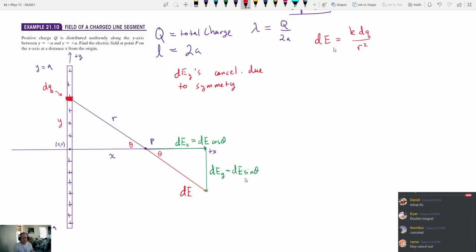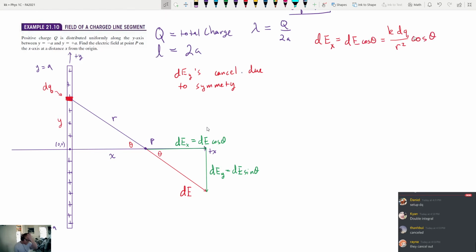So that means that we only have to find dE_x. Well, dE_x should be equal to, I'll add one more step in here, as we said right there, dE_x is dE cos theta, so we need to put that in here as well. So that's going to be dE times cos theta, which is going to be k dq over r squared times cos theta.